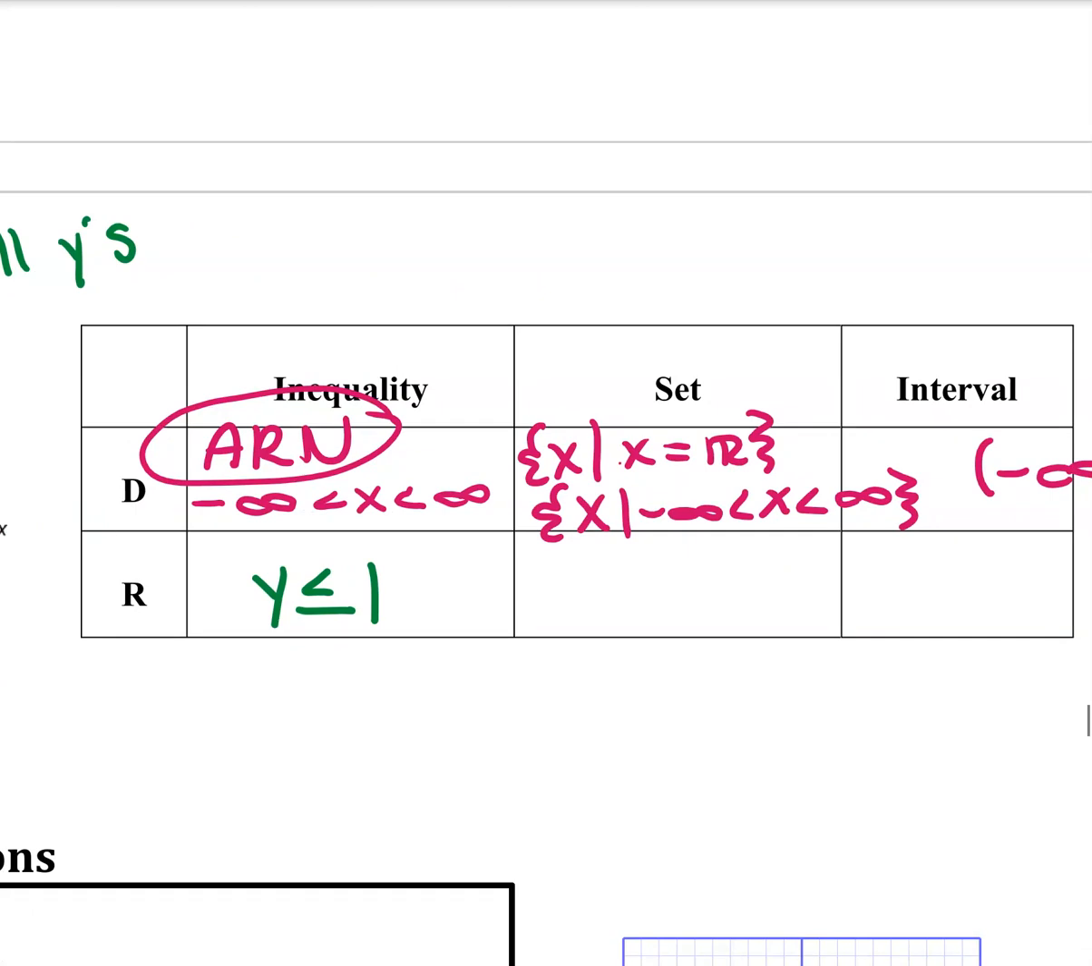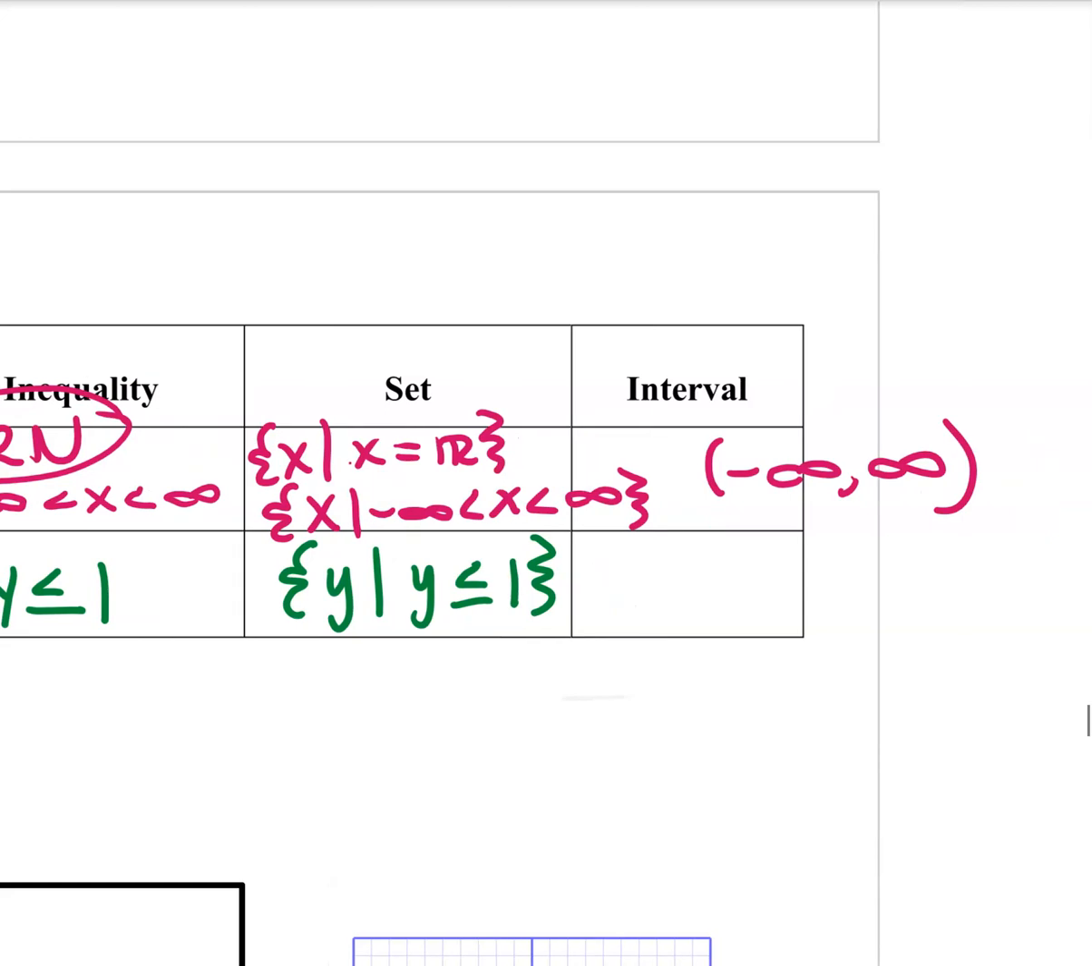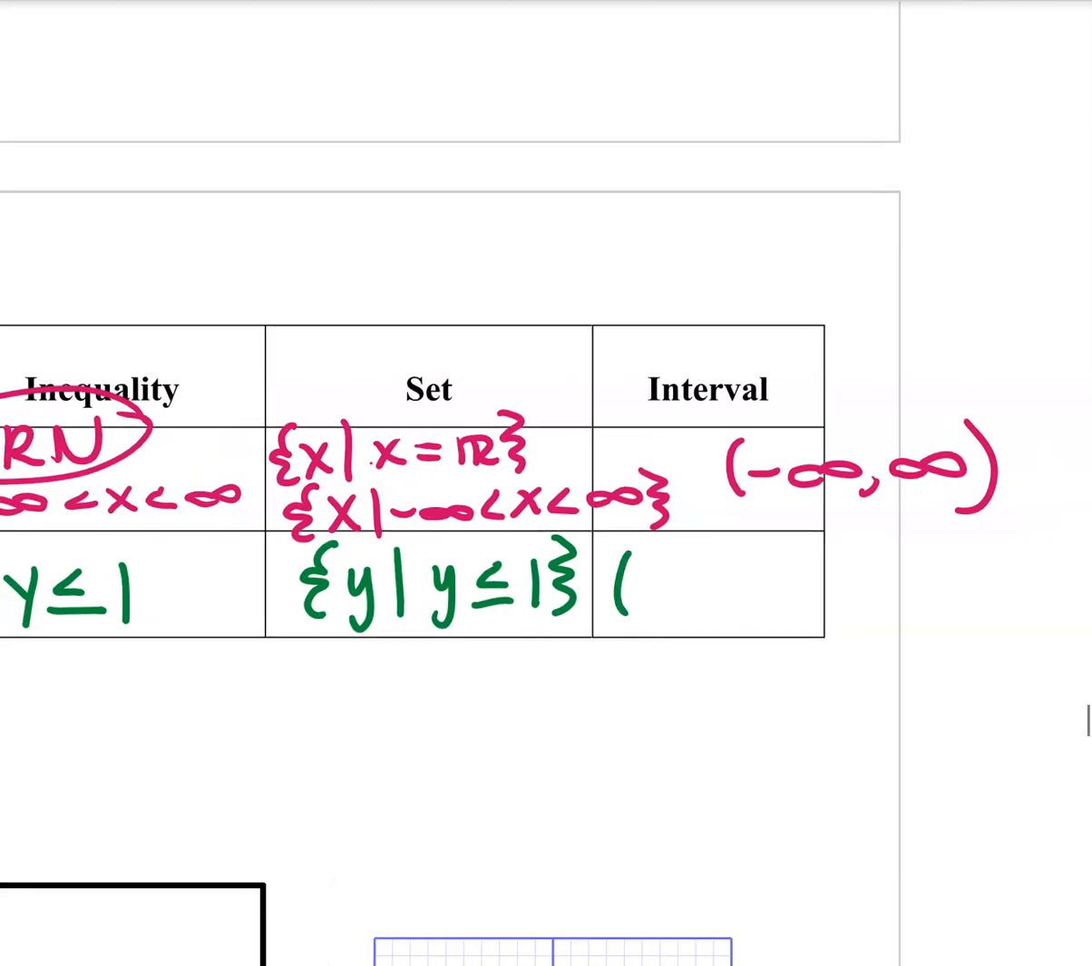Your set is the set of y's such that y is less than or equal to 1. All right. Now, small y's means I'm getting smaller and smaller forever. So I'm going to start with negative infinity on the interval. And I'm going all the way to positive 1. And I'm going to bracket that because we are including it.